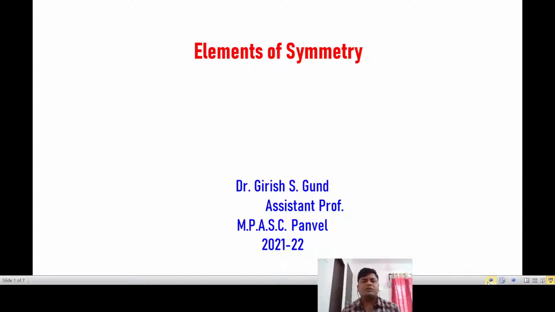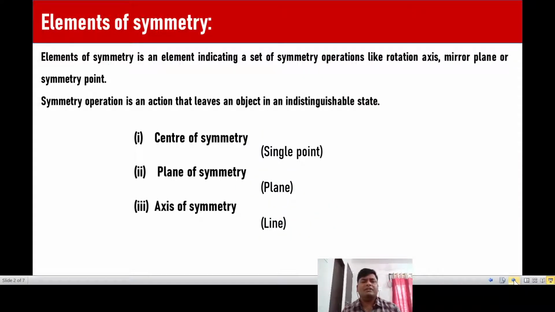Today we will talk about the elements of symmetry. An element of symmetry indicates a symmetry operation, which leaves the body or object in an identical or indistinguishable state, similar to its previous state before the operation. Such symmetry operations include rotation axis, mirror plane, or symmetry points. A symmetry operation is an action that leaves an object in an indistinguishable state.